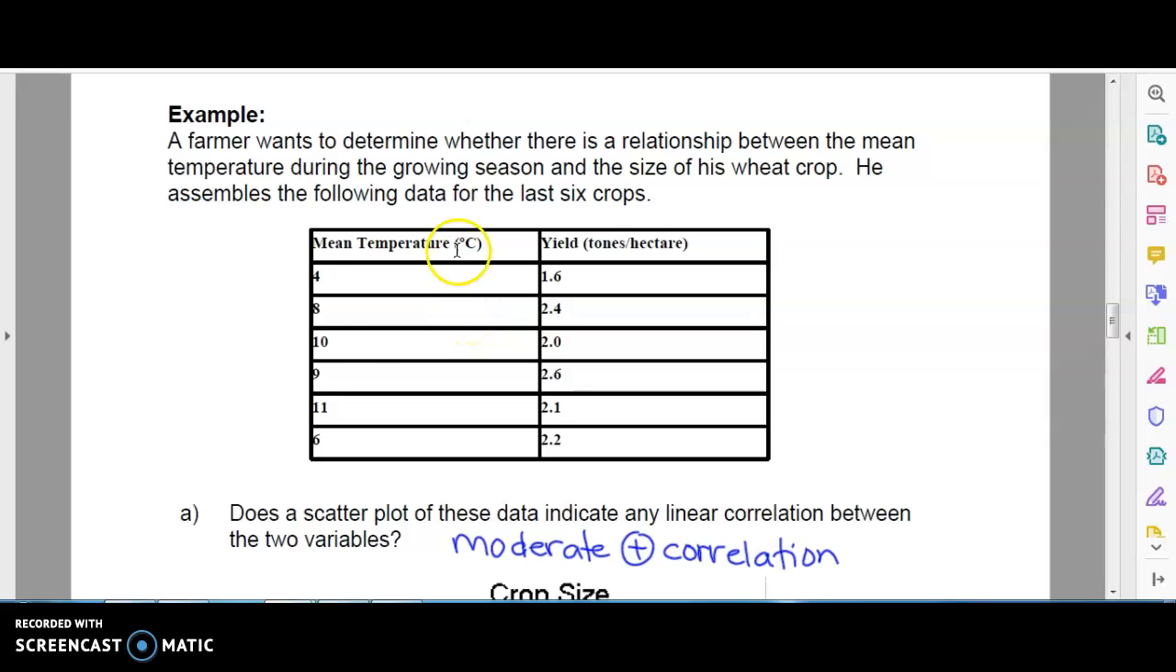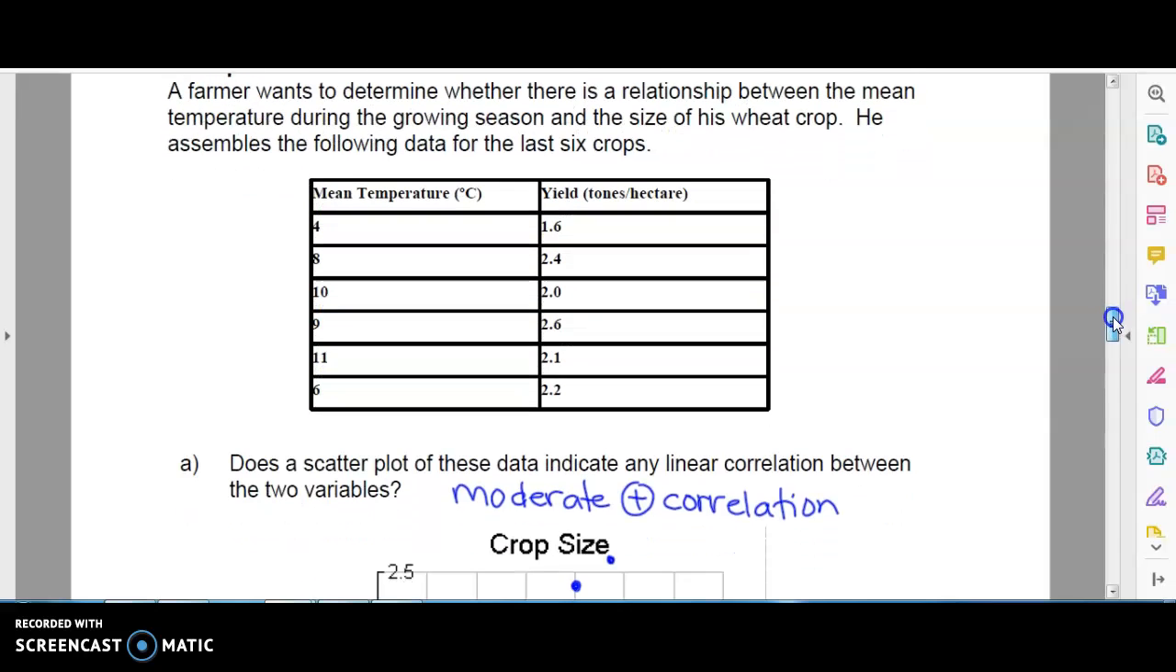So in this case, our x value, the independent variable, would be the temperature, and then the yield would be the dependent variable, right? So we're seeing basically how the yield is impacted by the temperature. Okay, so does a scatter plot of these data indicate any linear correlation between the two variables?